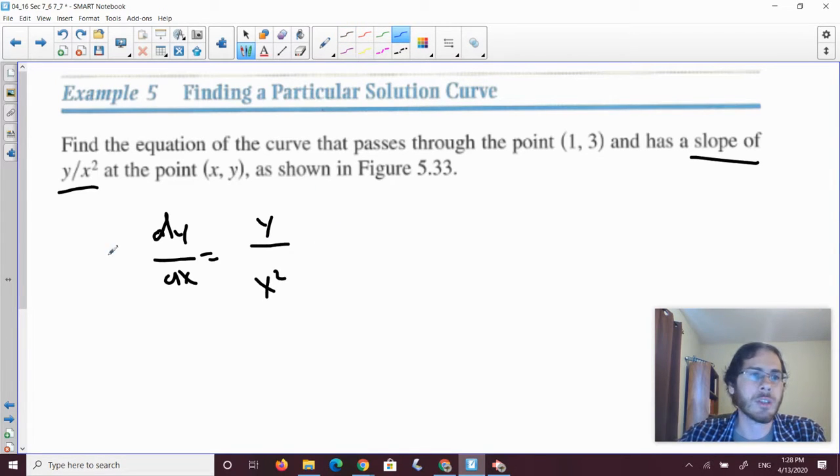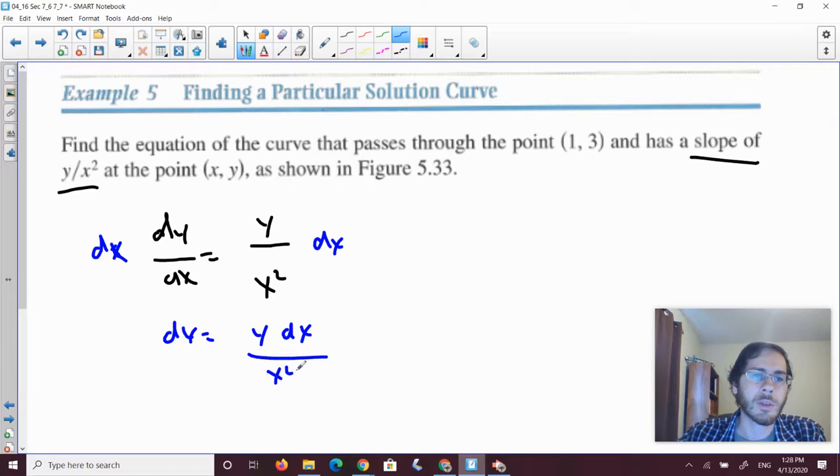We're going to do like we just did. We need to make sure we get dx on both sides, so we're going to multiply both sides by dx. This is going to give us dy equals y dx over x squared. I could have done this all in one step, but I wanted to show that the y's have to go over on the left and the x's have to go over on the right, because now we can divide both sides by y.